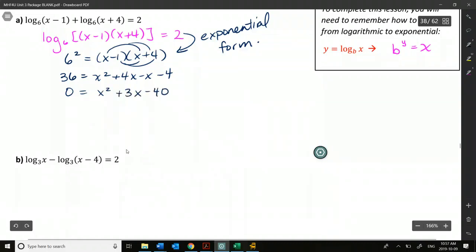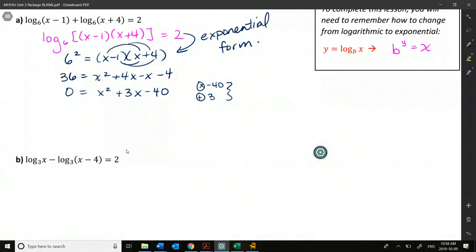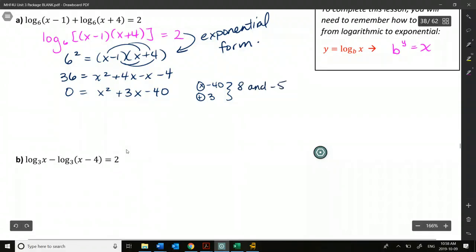Okay, and I'm just going to gather that negative 36 and negative 4 all together in one step here. So I'm just moving that 36 over to the other side. It becomes negative 4 minus 36. So can we factor? Are there any two things that multiply to negative 40 and add to 3? 8 and negative 5. Yes, that fits the bill.